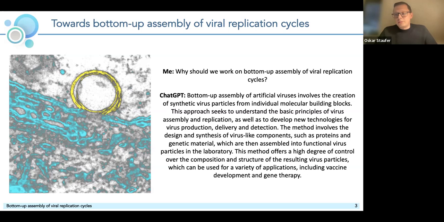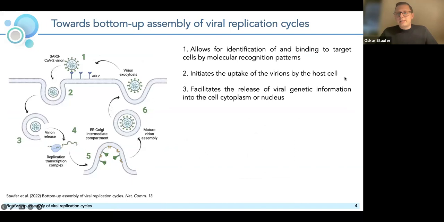And what we would gain from this is essentially a high degree of control over the structural and functional composition of these viruses, which should enable us to get a more detailed understanding of processes that are relevant for biomedical applications, gene therapy, and so on. So why is it a good idea to target viral replication cycles with bottom-up assembly methodologies?